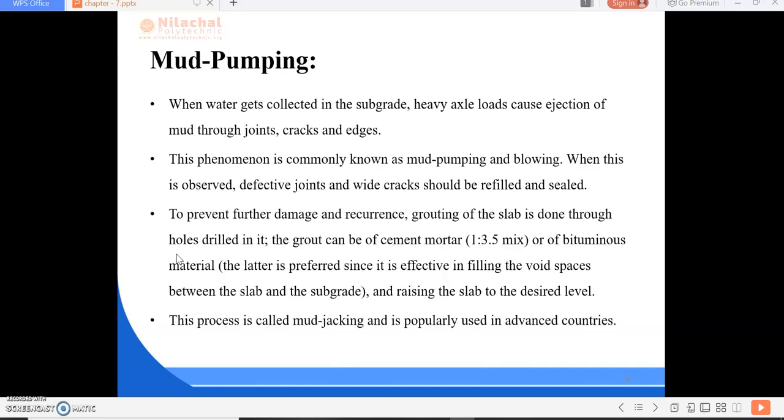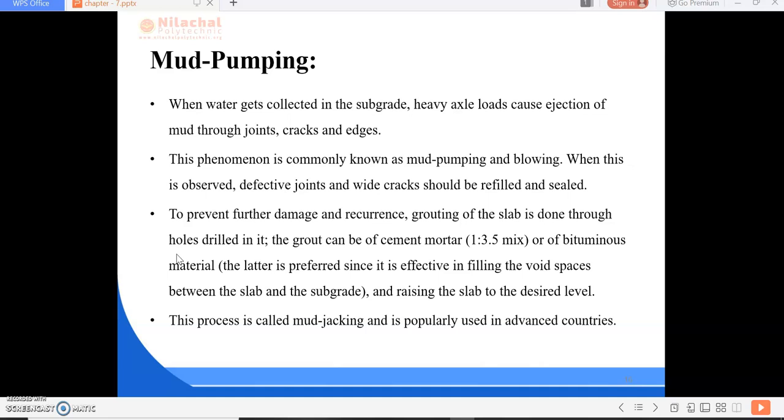Next is mud pumping. When water gets collected in the subgrade, heavy axle loads cause ejection of mud through joints, cracks, and edges. This phenomenon is commonly known as mud pumping and blowing. When this is observed, defective joints and wide cracks should be refilled and sealed. To prevent further damage and recurrence, grouting of the slab is done through holes drilled in it.